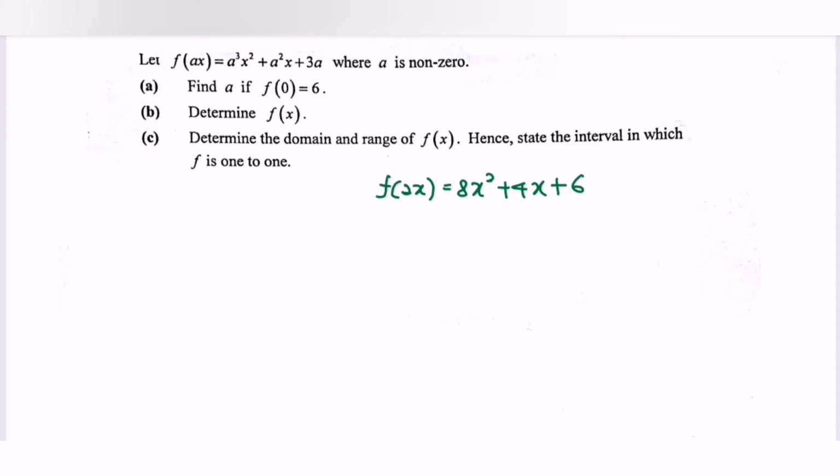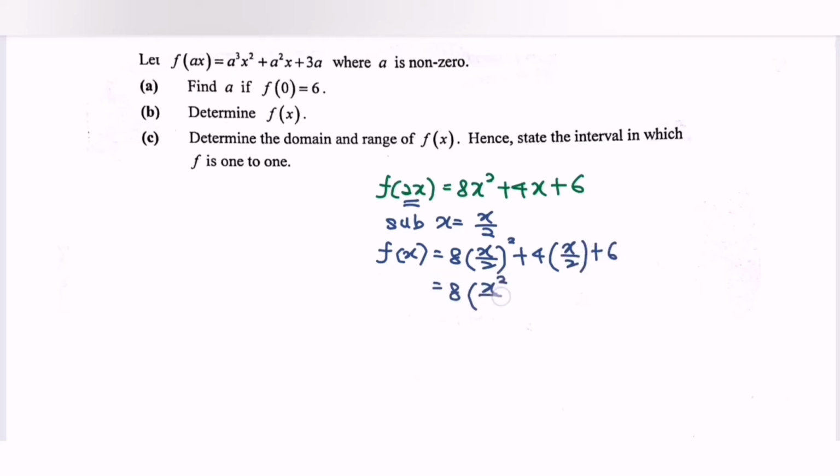Kindly focus on B. Determine the function of f(x), where we have to make sure this one becomes x. So let's say we substitute the value of x with x over 2, so that we have f(x). The same goes to the right hand side: 8 multiplied with (x over 2) squared plus 4 (x over 2) plus 6, which equals 8 (x squared over 4) plus 4 multiplied with x over 2 plus 6. Kindly simplify the situation and we will have 2x squared plus 2x plus 6. So that is the situation for B.